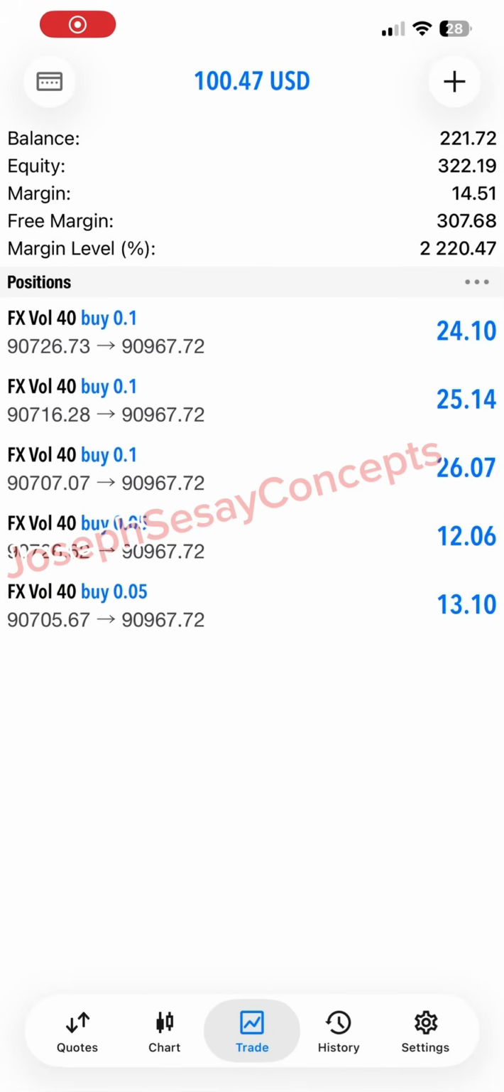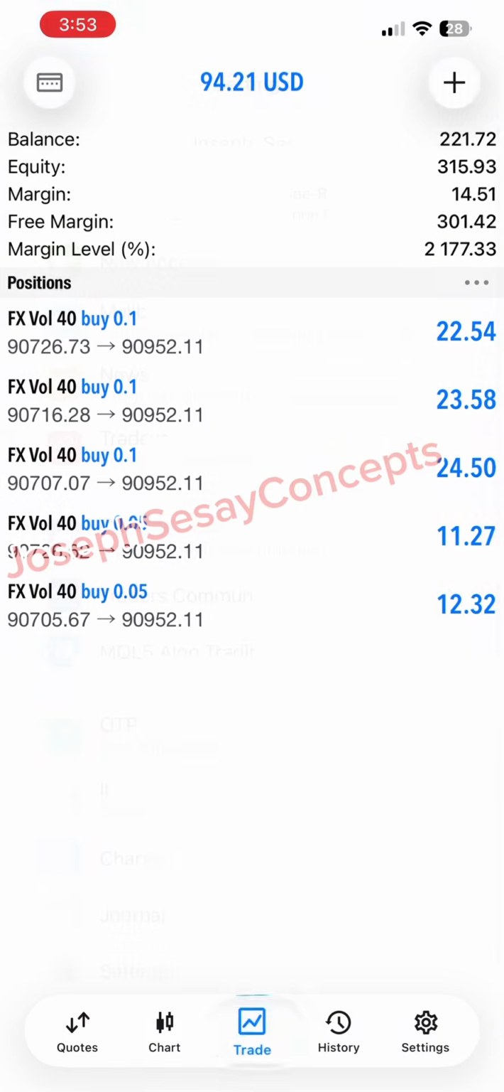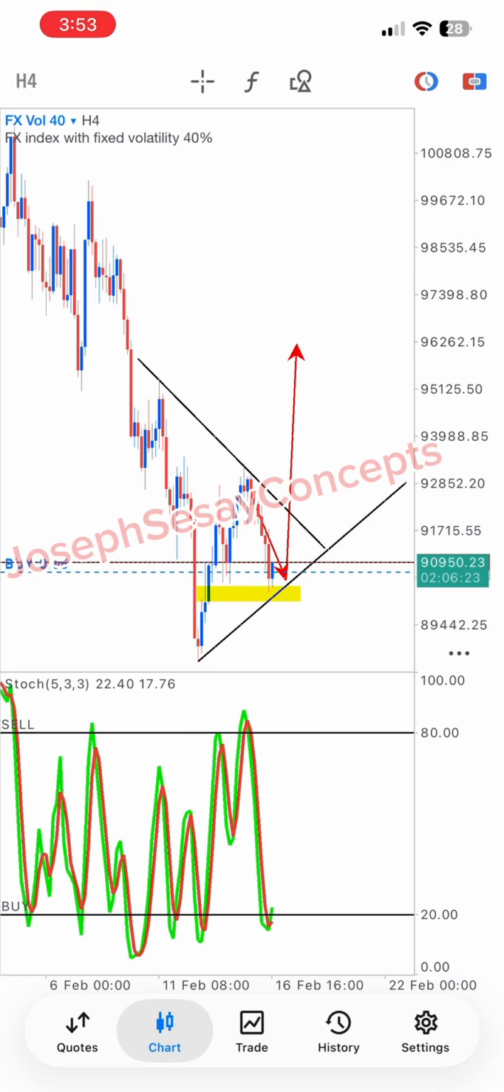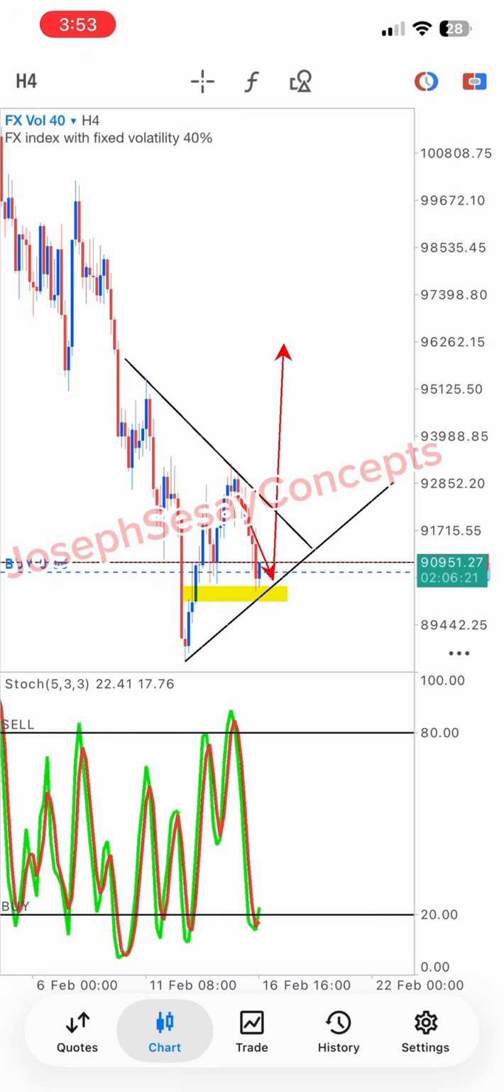A few moments later. Boom, guys, we have done it again, right? Our $200 is now $300, running in profits, right? So I told you this is going to skyrocket.